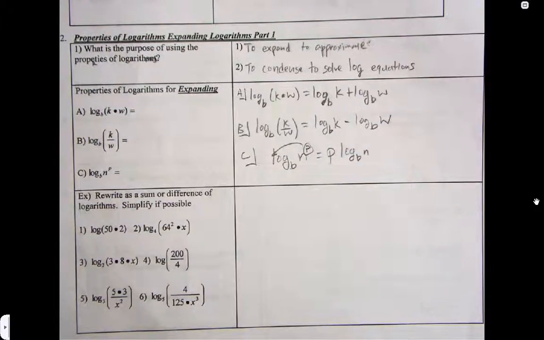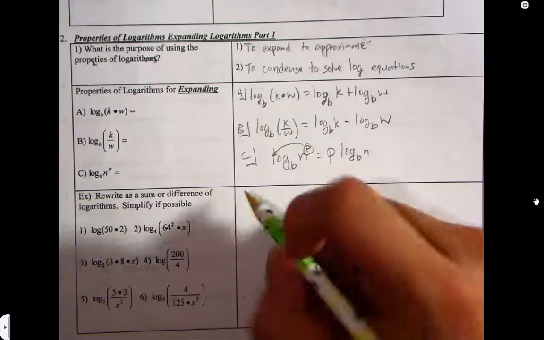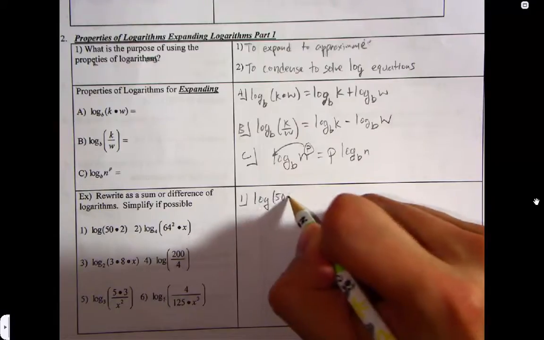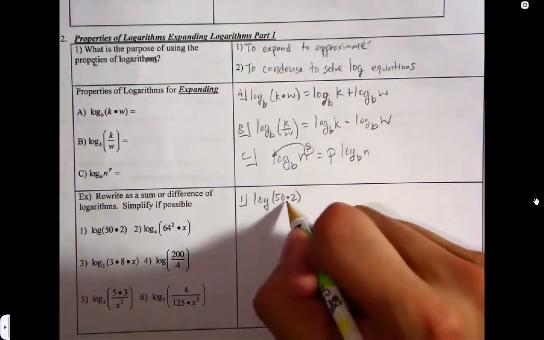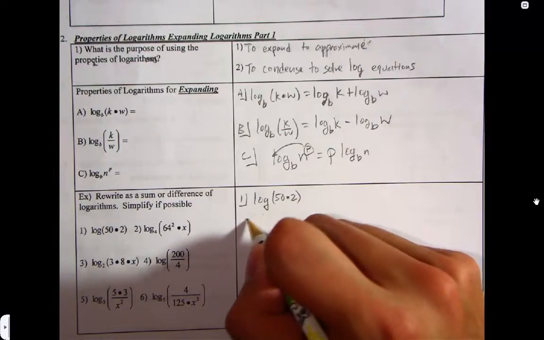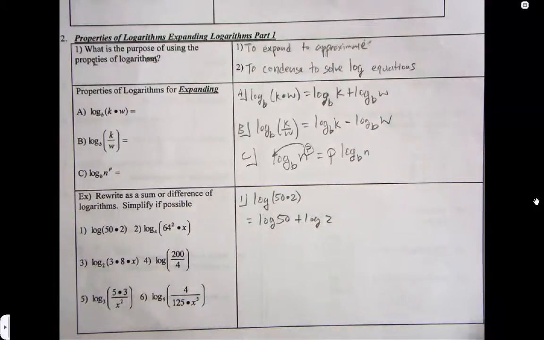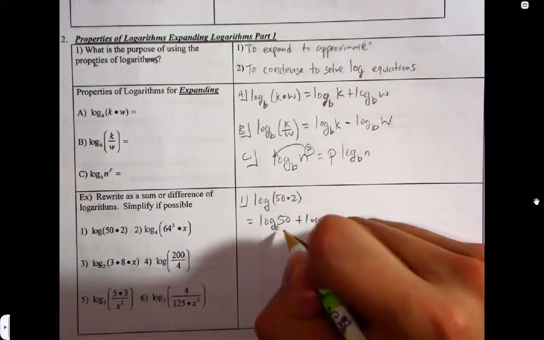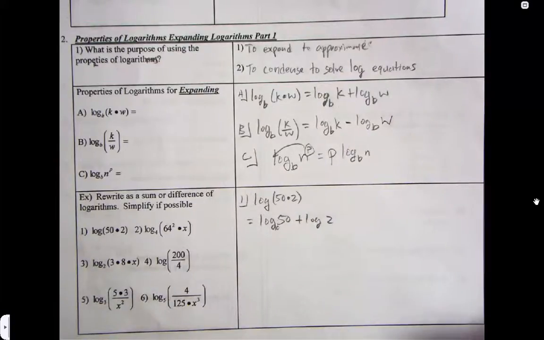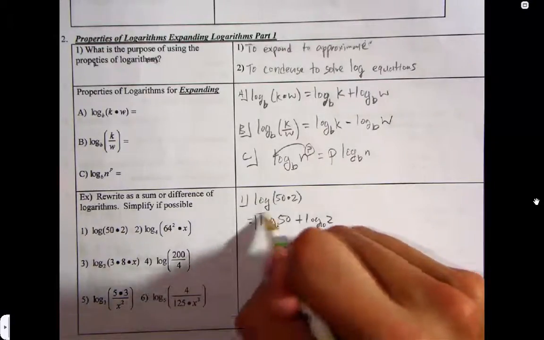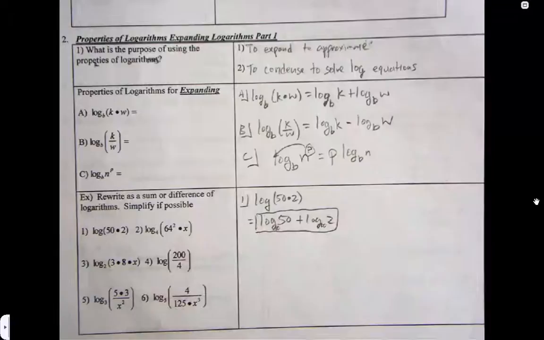Okay, so let's see this in action. Example, rewrite as a sum or difference of logs. Simplify if possible. So the first one, example 1, log 50 times 2. It's times, so we're going to expand this to 2 logs, so it's going to be log 50 plus log 2. Now to simplify if possible, the base is 10. 10 to the what gives you 50? I don't know, so I'm going to skip that. 10 to the what gives you 2? I don't know, so that's my answer. So when you expand this, multiplication becomes addition.